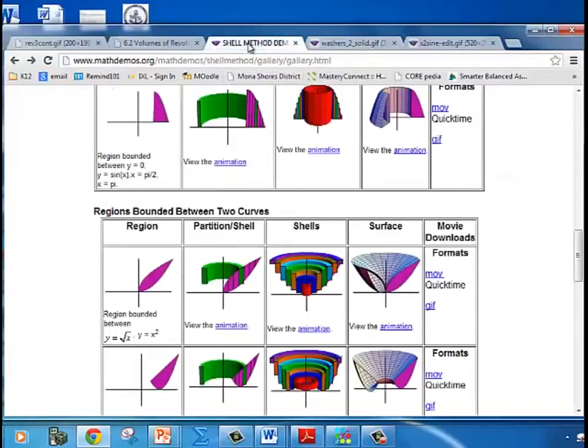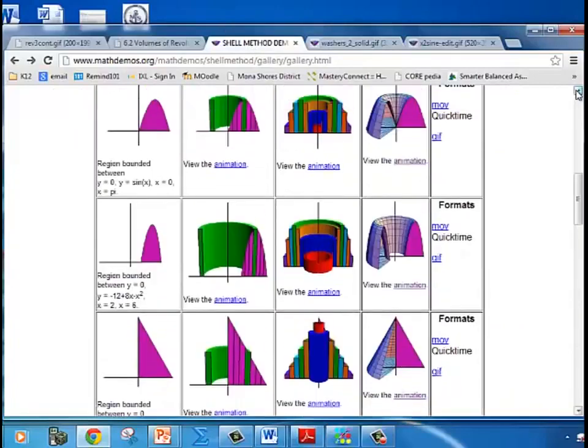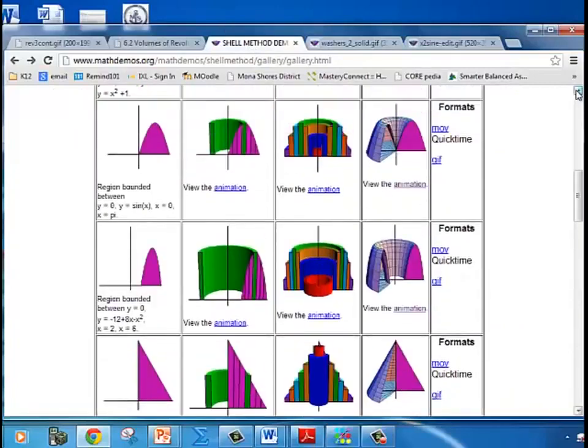And now let's get into the shell method. Now the difference between the washer and the disc was that the disc butted up against the x-axis. The washer, we revolved around the x-axis, but there might have been some white gap in between where the area was shaded and the actual x-axis began. But everything revolved around the x-axis, which happened to be a horizontal line. So now we're going to talk about the shell, which is revolving things vertically, so sideways.